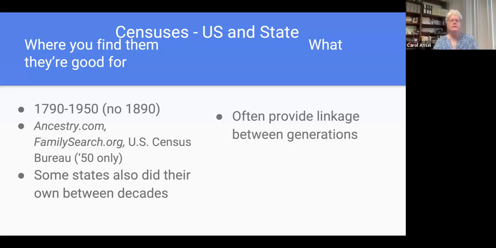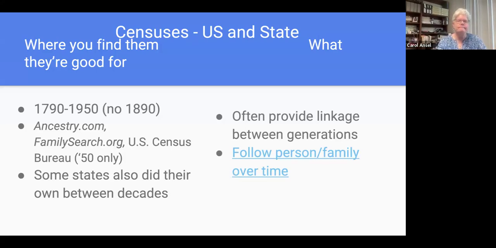This provides a link between the generations, and it's really great to be able to follow that family over time, as we said earlier. You see where they were, and whether they moved around. Oftentimes you can pick up family members that you weren't aware of, like a child who died young, and you can find those in the census.